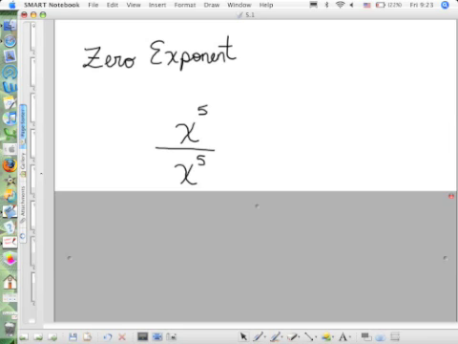All right, now let's talk about what a 0 exponent means. We've already said that when you are dividing variables, you're going to subtract the exponents, correct? Okay, so 5 minus 5 is 0. So this is x to the 0 power. Agree?